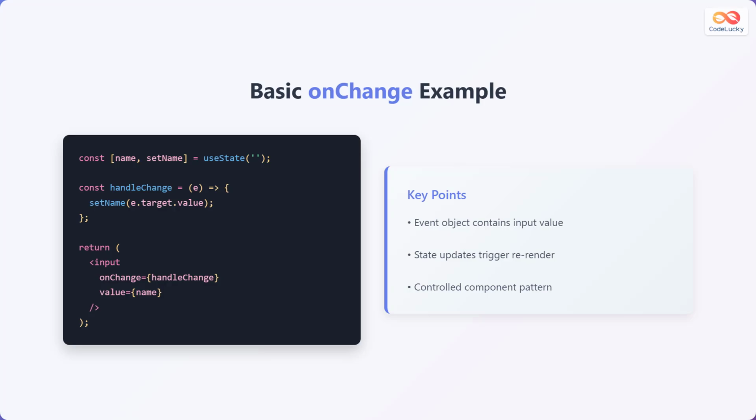Finally, we render an input element, setting its onChange property to handleChange and its value property to the name state. This ensures that the input's value is always synchronized with the name state. The event object contains the input value. State updates trigger re-renders, and this pattern is known as the controlled component pattern.